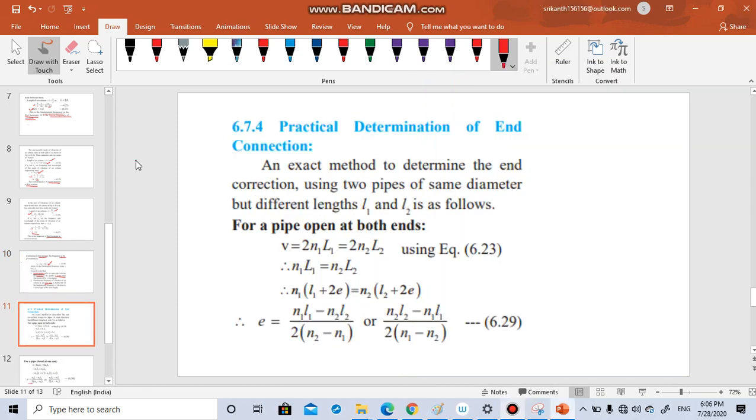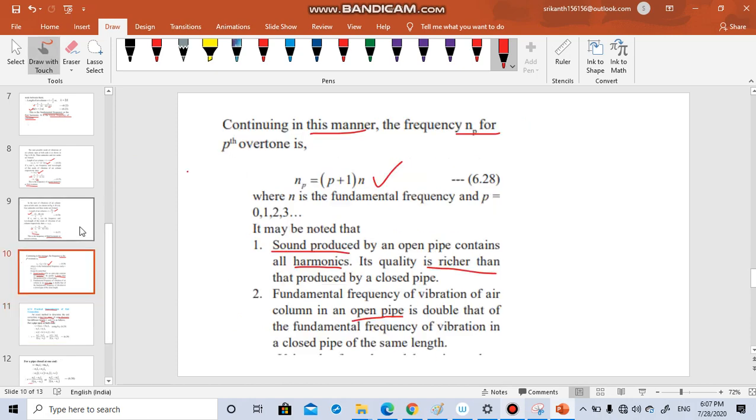Next, how to calculate the end correction practically. So, practical determination of end correction. In this, what you do is you take two pipes of the same diameter but different geometric lengths. This is not capital L, this is the small l. You take two different pipes with two different geometric lengths, but the diameter is the same. You will use one condition, pipe open at both ends. So what is the V formula? Frequency into length, right? So frequency for both ends you have already derived here.